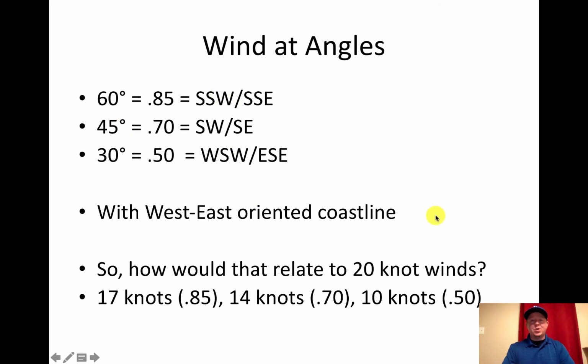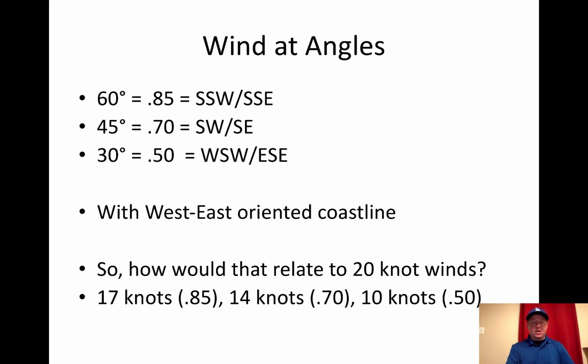I could really make this much more difficult and make you do vector analysis and look at the angle of the shoreline and the angle of the wind and do some complex math and equations. But I just want you to understand that it's not always going to be as simple as perfectly perpendicular, okay? A lot of times there is an angle to it, and it does affect the wind speed. So with these examples here, and I'm using, again, a west to east orientation, how would that relate to 20 knots of wind? Well, in this example, I wouldn't be using a force of 20 knots. I'd be using a force of 17 knots. On this example, I'd be using a force of 14 knots. On this example, I'd be using 10 knots, all right? So that's how it can change.